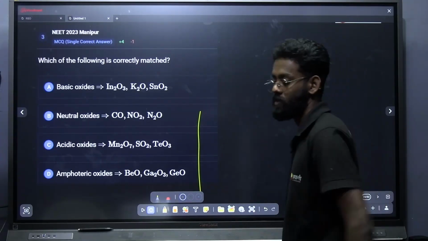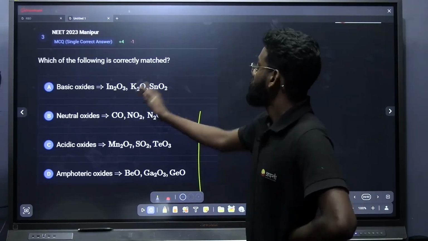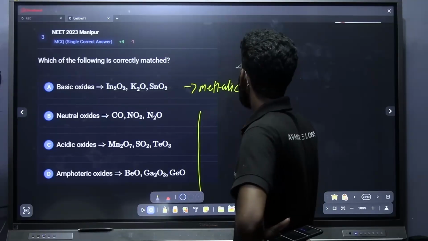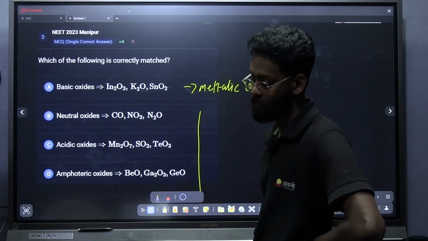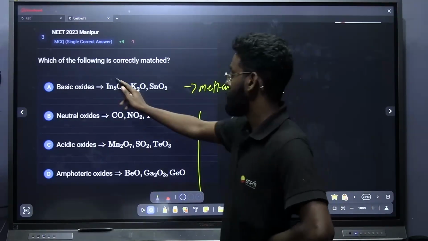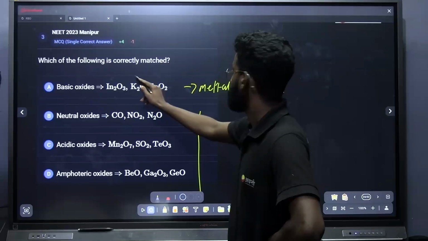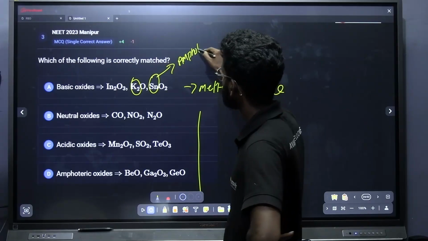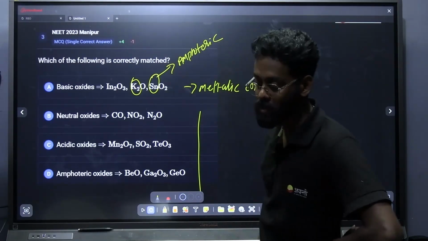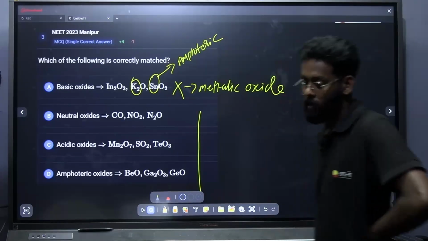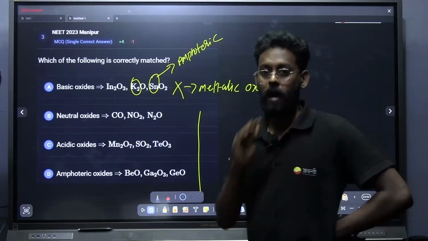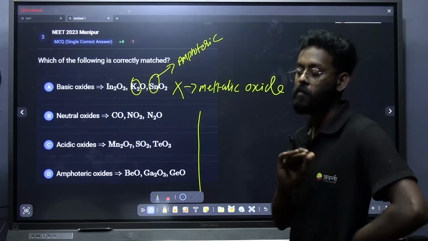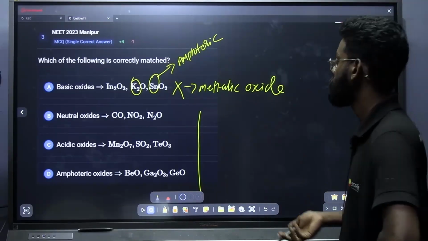Now we can see which one is going to be the correct one. Acidic, basic oxides. We know that basic oxides are metallic oxides. Indium is a metal, potassium is a metal, but Sn, what is Sn? Amphoteric oxide. So this is not going to be the correct one. In the mnemonic we discussed, zinc and Sn, that is tin, both oxides belong to the amphoteric oxides.